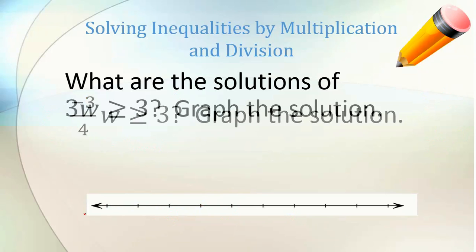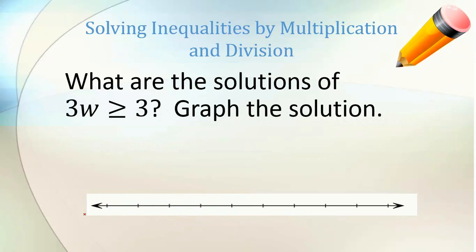Go figure. Alright. What are the solutions for 3W is greater than or equal to 3? So, looks like I gotta divide by 3 on both sides, right? Because this is 3 times W. So let's divide by 3. And I'm going to get W is greater than or equal to 1. So I start at 1, I'm going to have 0 over here and 2 over here. Closed dot.